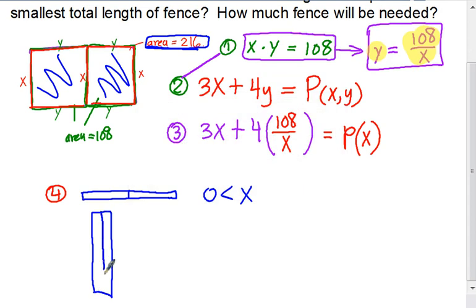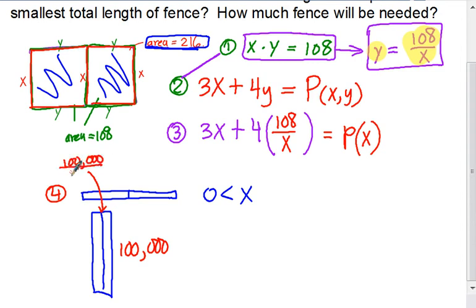Well, let's think together. If this is like 100,000 meters tall, I feel like if I make the width short enough, I should be able to arrange for the area to be what I need it to be.